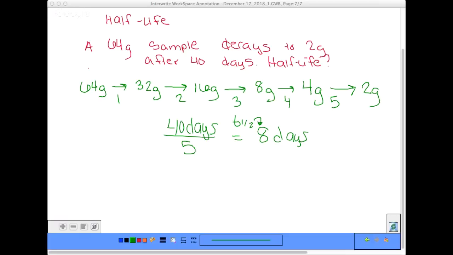Number 3 on worksheet 5.1. Let me see if I can find that.